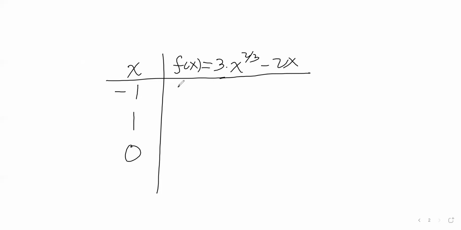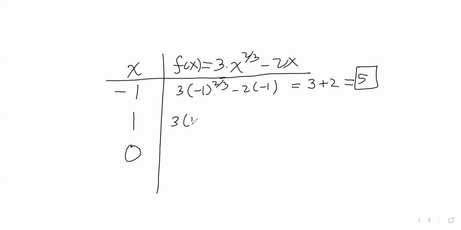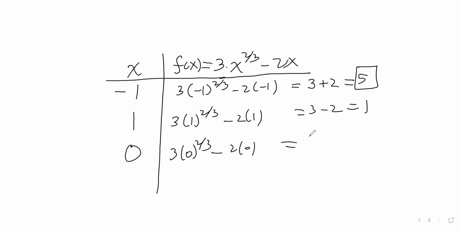So if I plug in -1, this is going to be 3 times -1 to the 2/3 minus 2 times -1. So -1 to the 2/3 is just 1. So this will be 3 plus 2, and this is 5. So the value of the function is 5 at that point. And for 1, I'm going to plug it into the function. So it's 3 times 1 to the 2/3 minus 2 times 1, which is 3 minus 2, that's 1. And if you plug in 0, of course it's just going to be 0.